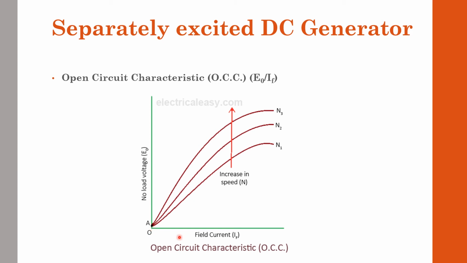Once I increase my IF from the 0 point, the speed of the armature automatically gets increased. Here they are representing three different speeds. After a certain point, after this N3, it will not increase further. It will reach the saturation position. Okay. So this is about your open circuit characteristics.